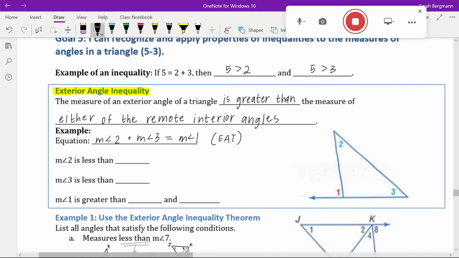That's the exterior angle theorem. Based on this equation, I know that angle 2 and 3 together make the measure of angle 1. So the measure of angle 2 by itself must be less than the measure of angle 1. Similarly, the measure of angle 3 alone must be less than the measure of angle 1. And since 2 and 3 are both less than the measure of angle 1, that means angle 1 is greater than the measure of angle 2 and the measure of angle 3.